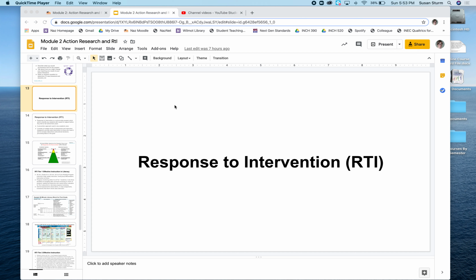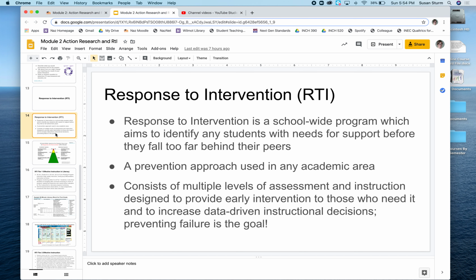Now I'm going to talk really briefly about response to intervention, or RTI. Most of you probably are familiar with RTI at this point, but I'm going to give you just a brief overview of the tiers of RTI, and then you're going to take a deeper dive into some of the research around RTI.